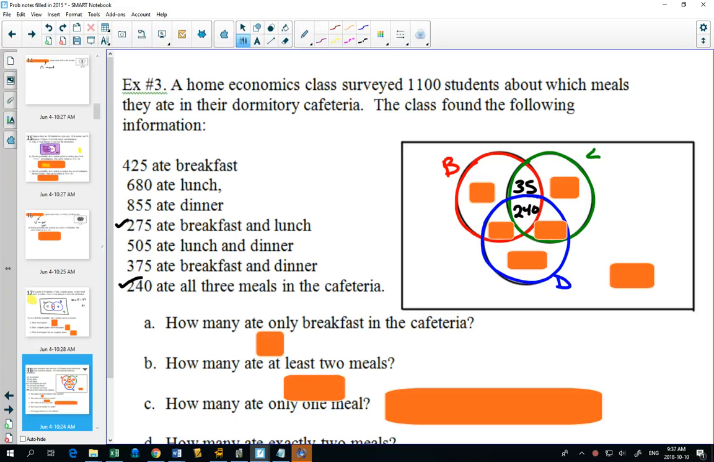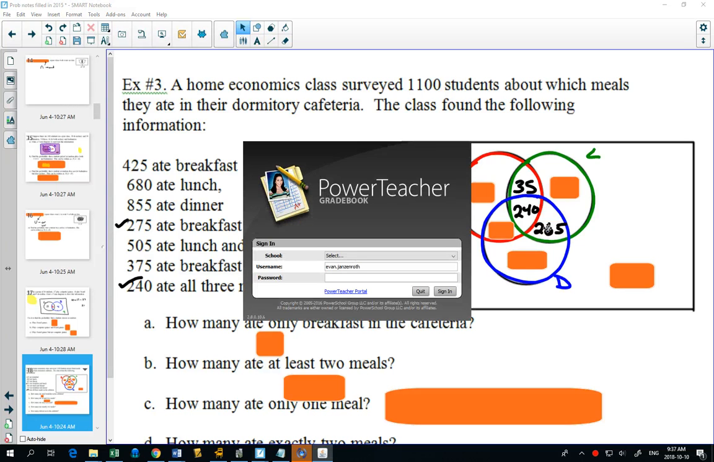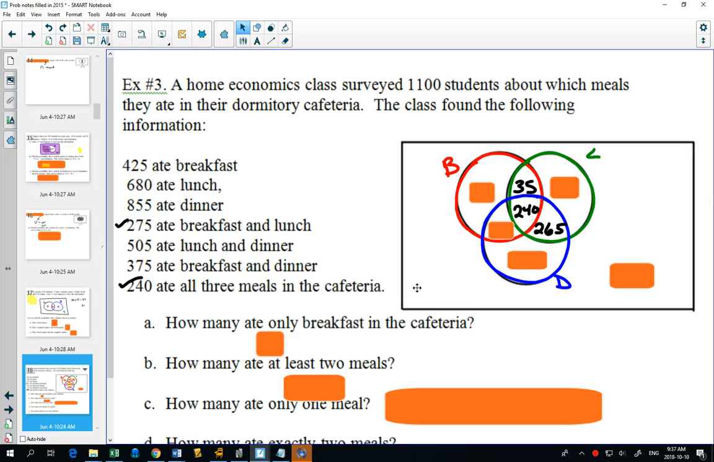Can you see you can also do this one? 505 ate lunch and dinner. That's between the green and the blue. So this number here plus 240 is 505. And same thing, 375 ate breakfast and dinner. That's between our red and our blue. So that adds up to 135.